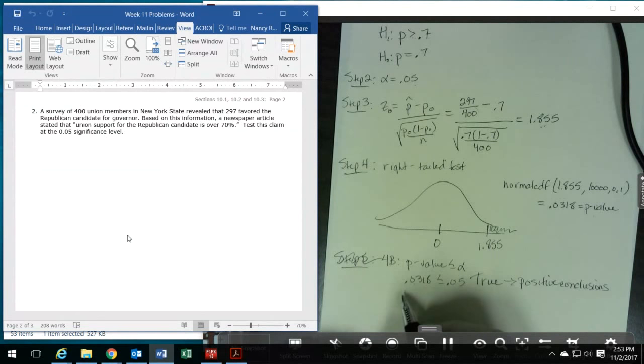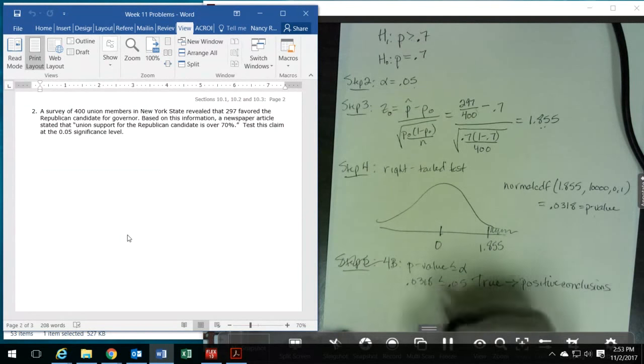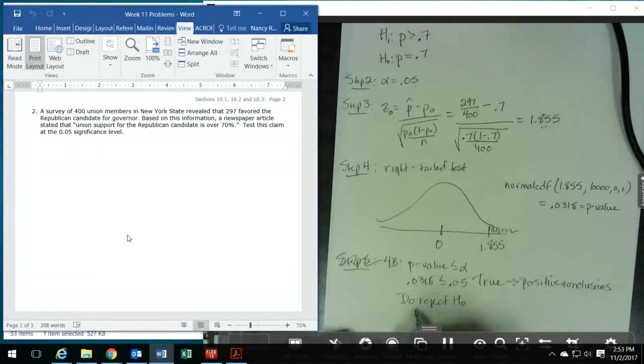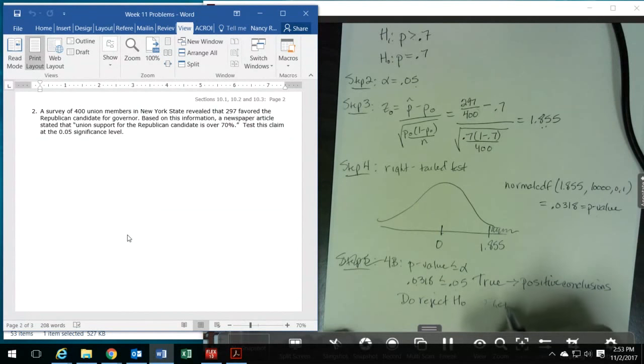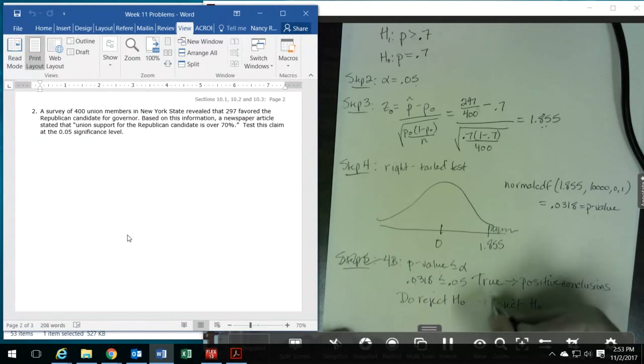So my positive conclusion in terms of my null hypothesis is that I do reject the null hypothesis. Instead of do not for a negative conclusion, for a positive conclusion, it's do reject the null hypothesis. And a lot of times you just see this written as reject H naught.